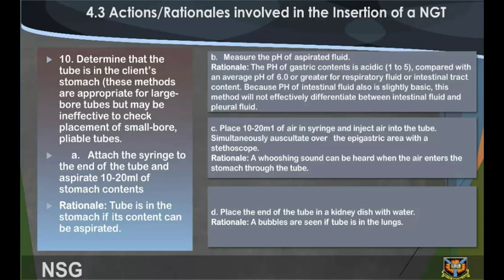Place 10 to 20 ml of air in syringe and inject air into the tube. Simultaneously, auscultate over the epigastric area with a stethoscope. Rationale: a whooshing sound can be heard when the air enters the stomach through the tube. Place the end of the tube in a kidney dish with water. Rationale: bubbles are seen if tube is in the lungs.